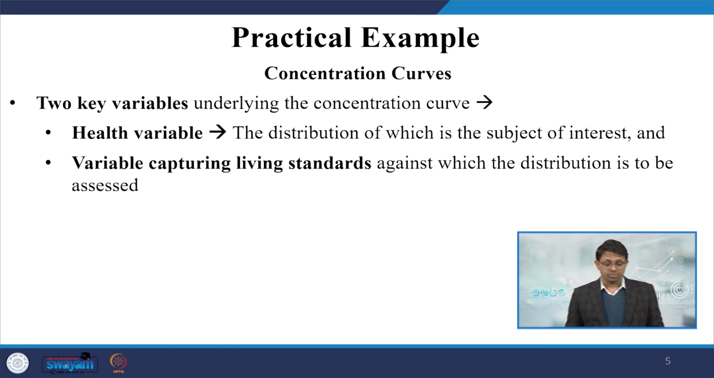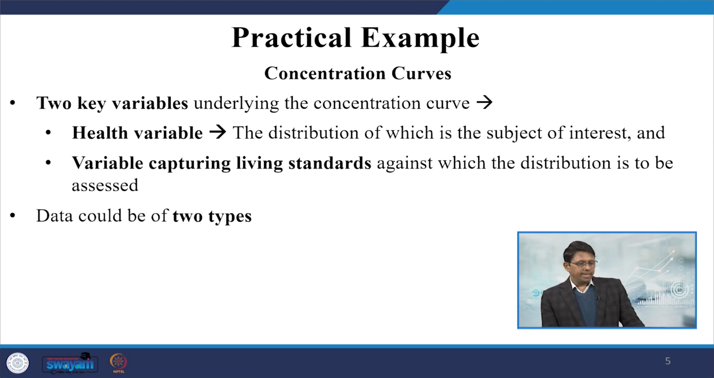I will discuss this. The most important key variables usually taken in this context, for our case so far, are a health variable and a variable capturing living standards against which the distribution is to be assessed. So we can compare how living standard is distributed over different quantiles, or how the health of the people is distributed over their living standards. These will define the concentration, whether it is pro poor or pro rich, which is to be discussed carefully.